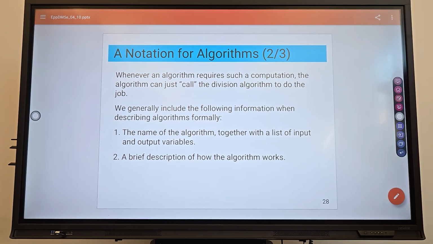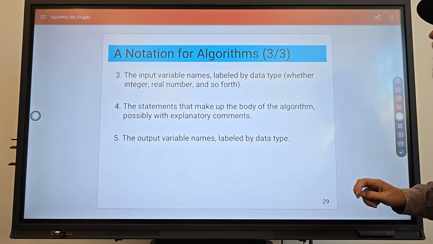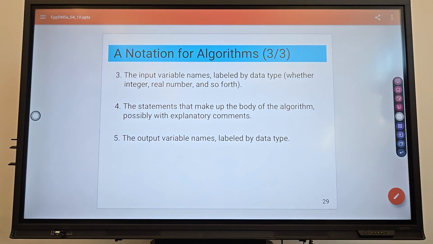Generally, we include the following information when describing algorithms formally. The name of the algorithm, together with its list of input and output variables, and a brief description of how the algorithm works. The input variable names labeled by data type, whether integer, real number, whatever. The statements that make up the body of the algorithm, and the output variable names labeled by data type.